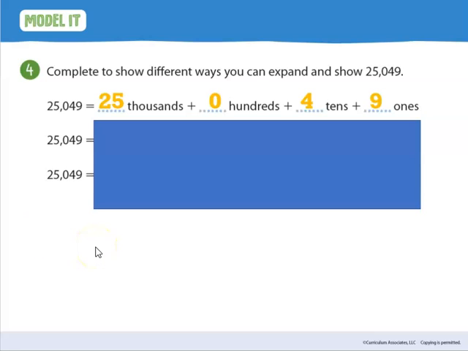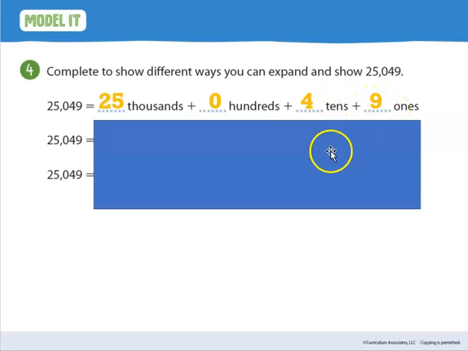Okay, now I'd like to show you some different ways that you can use expanded form, and it will help to think about money. If we were to get this amount of money from the bank, we could get these bills. We could get 25 $1,000 bills. We would not get any $100 bills. We get 4 $10 bills and 9 $1 bills.